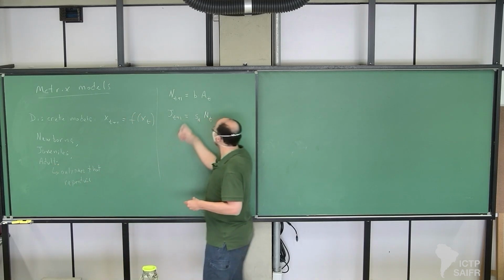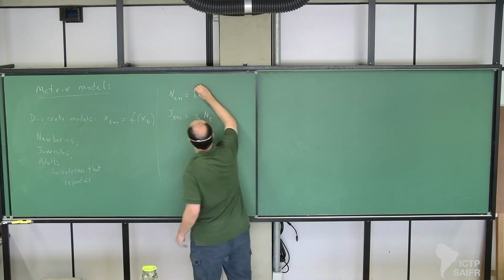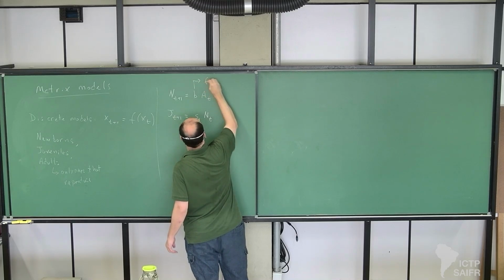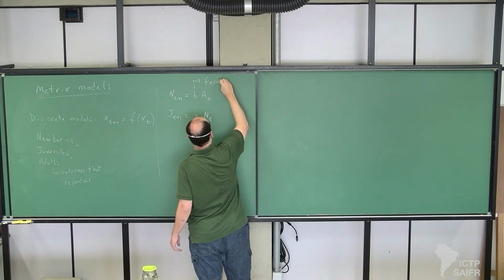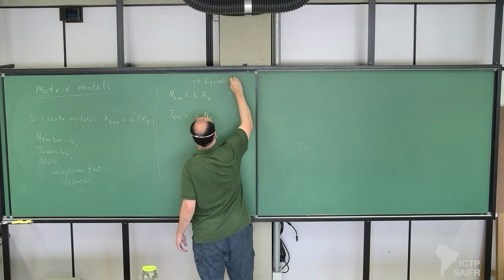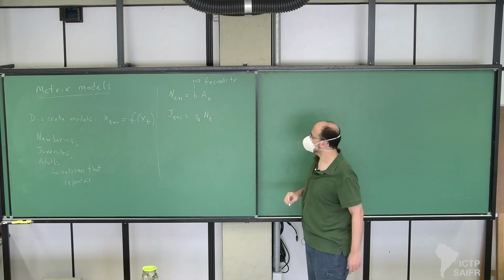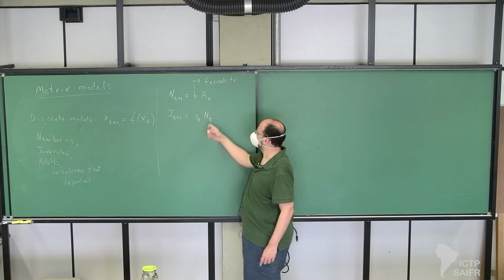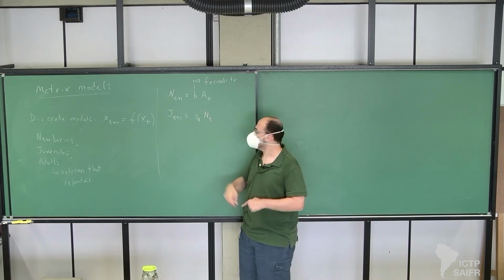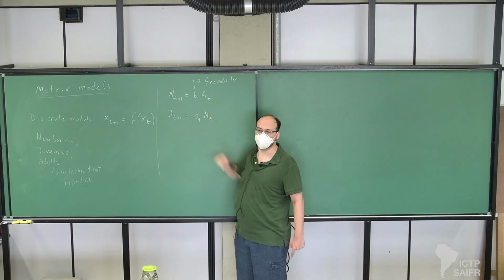So B is the fecundity, or the reproduction rate, something like that. This is the fecundity, okay? And the newborns that were already here today, next year they will already be juveniles, okay?